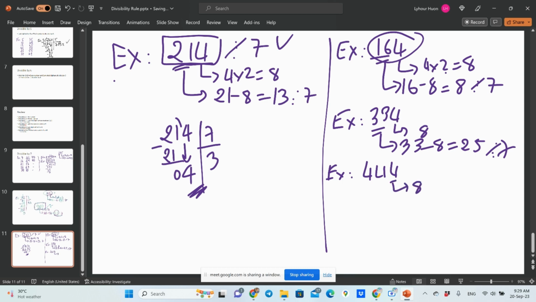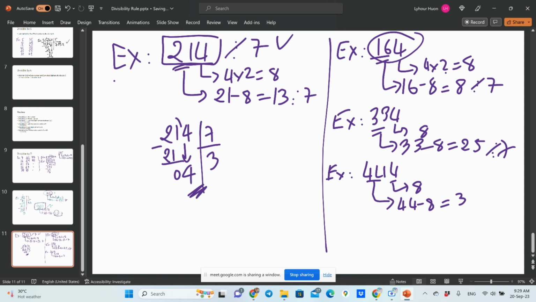Double it, it will be 8. So this will be 44 minus 8. It will be 30. 4 is my lucky number, that's why I keep adding it. 44 minus 8, it will be 30.